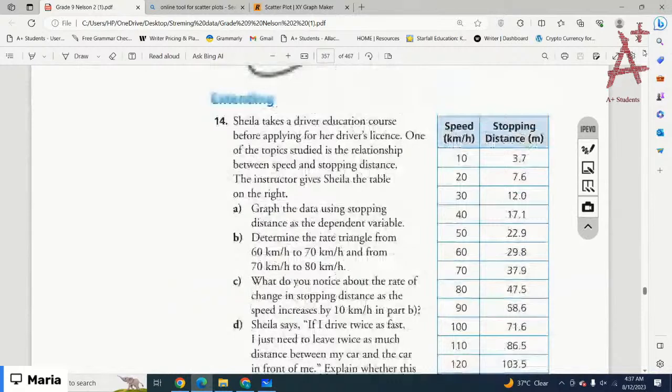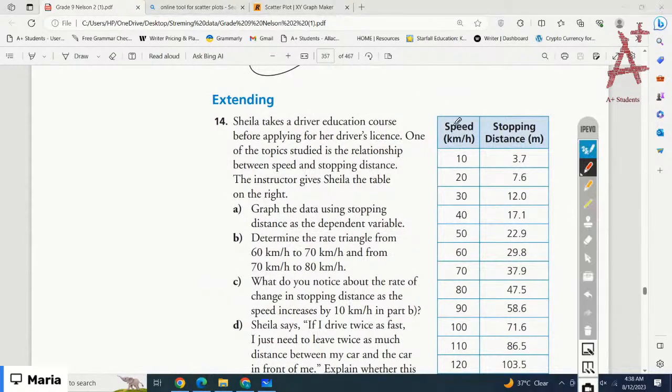Okay, speed and the stopping distance, right? You are given the data. Graph the data using stopping distance as the dependent variable. Okay, for the A part, you have to graph the data. For the B part, determine the rate of change from 60 to 70 and 70 to 80. Okay, from 60 to 70, that means you have to calculate the slope from 60 to 70, right? Okay, so the slope is from 60 to 70.